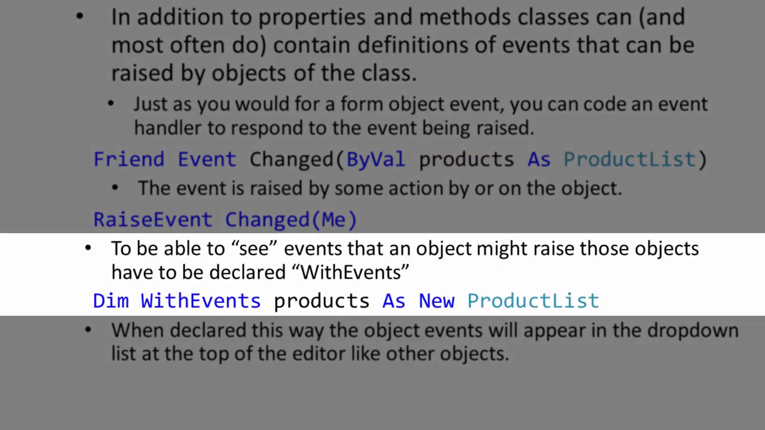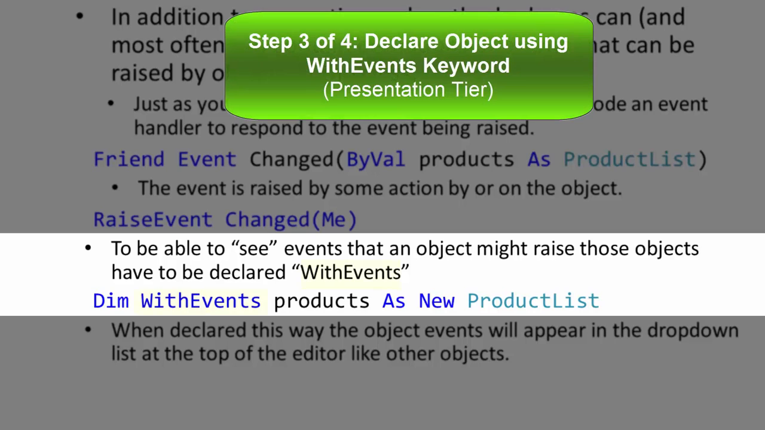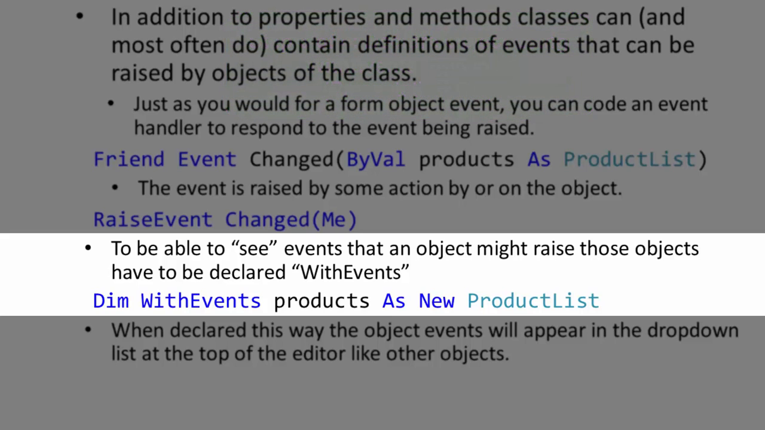To be able to see the events that an object might raise, the objects have to have a with events keyword in front of it, and that means it's going to be monitoring for instances of the event. When the object is declared, so in this case this is happening at the presentation tier, we're declaring the product list and we're saying that it has events. Moving forward with our classwork, we're going to have, for example, the piecework payroll having events.